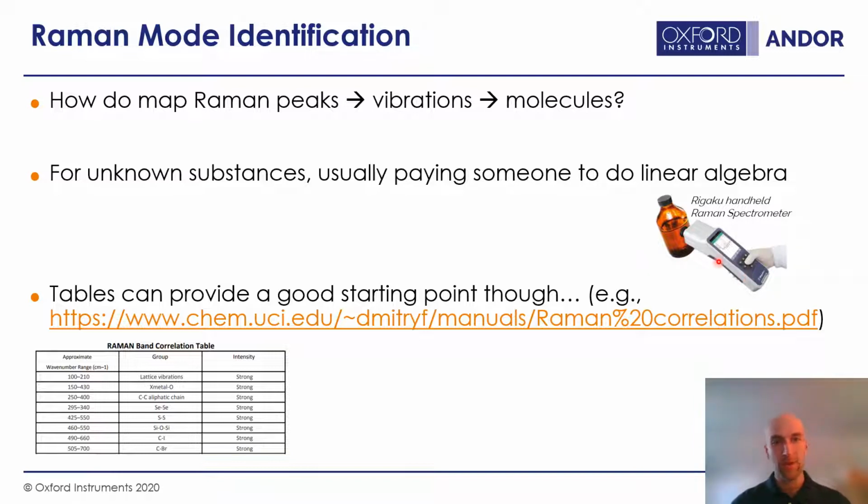Otherwise, if you're totally on your own, you can use tables that can provide a good starting point. And here's a link for Raman mode frequency. I just clipped the top of it, and I'd recommend you check this link out. At the lowest frequency, you have lattice vibrations, and then climbing up, at the highest frequency generally you have hydrogens bouncing back and forth, at about 3000 wave numbers.